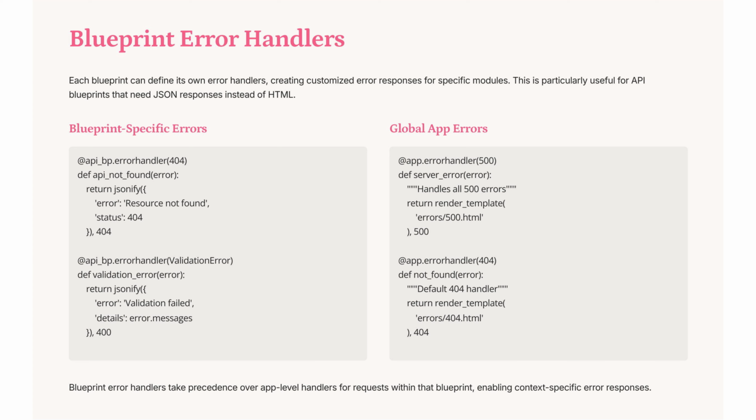Blueprints can define their own error handlers, allowing for customized error responses. For instance, API blueprints can return JSON for errors like 404 or validation failures. These handlers take precedence over global app handlers, ensuring context-specific responses.